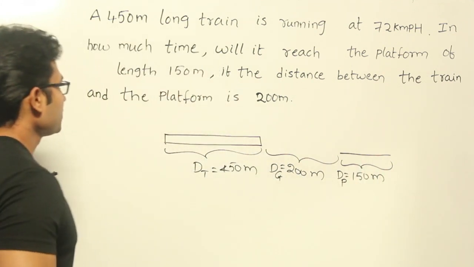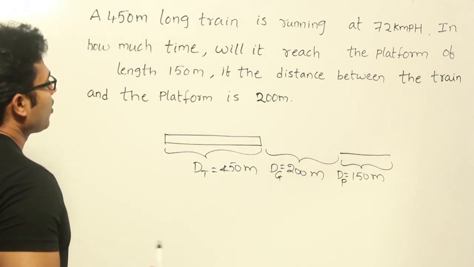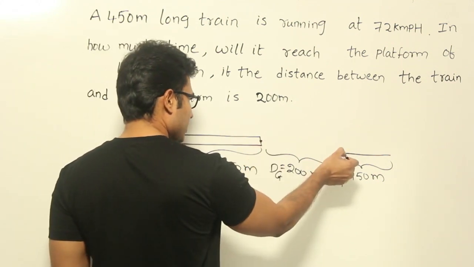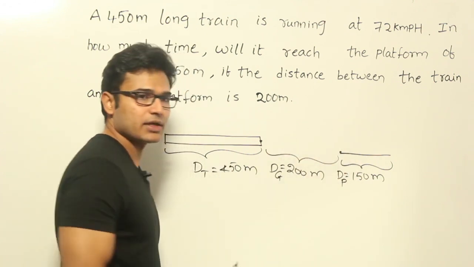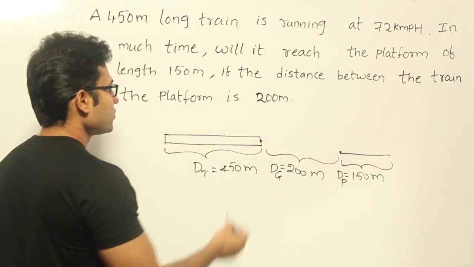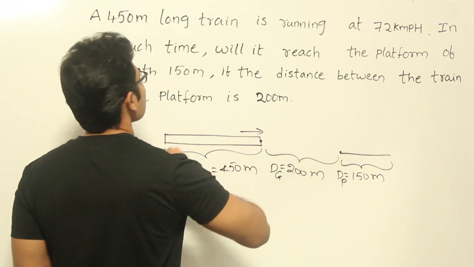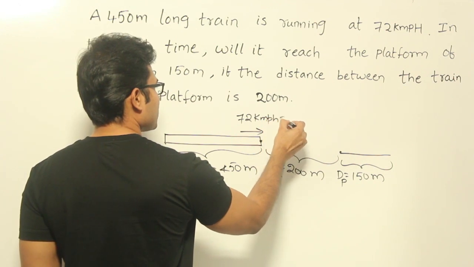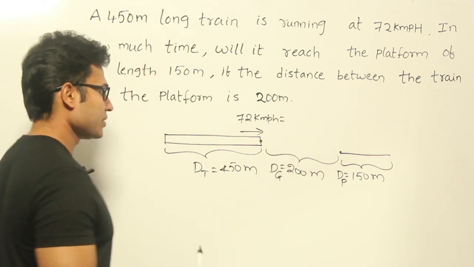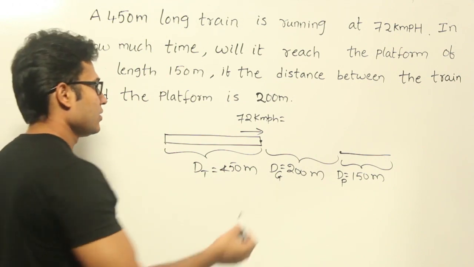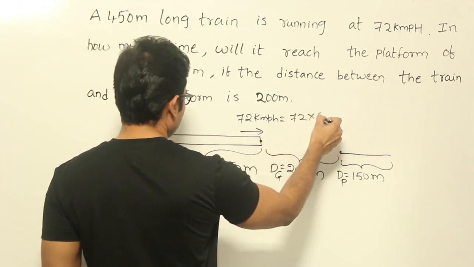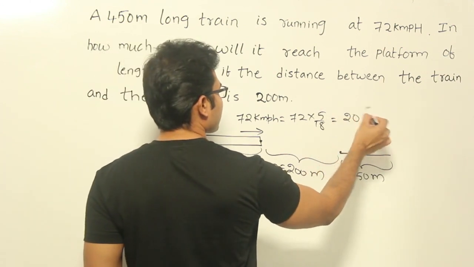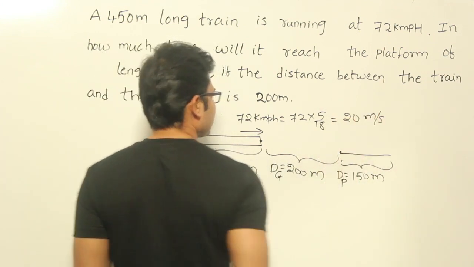Now the question is, in how much time will it reach? Reaching means the starting point has to meet this starting point. So for that you should know the speed of the train, which is given as 72 kilometers per hour. Because everything is given in meters, you convert it into meters per second by multiplying 72 into 5 by 18. So you get 20 meters per second. That is the speed.